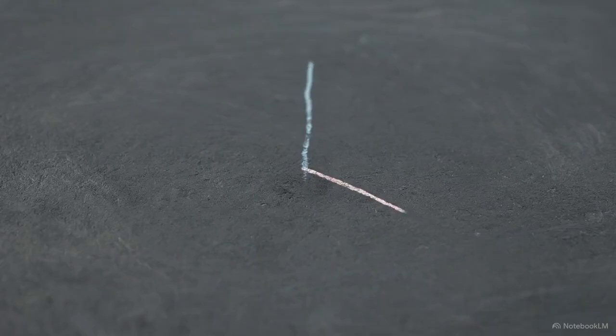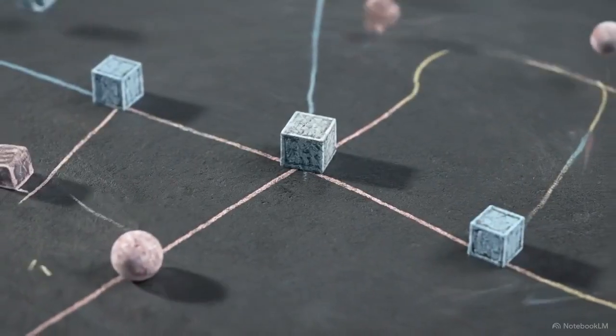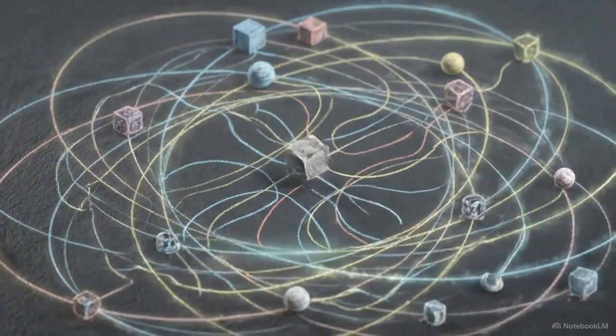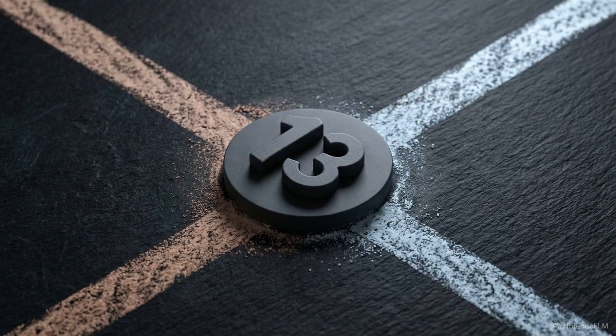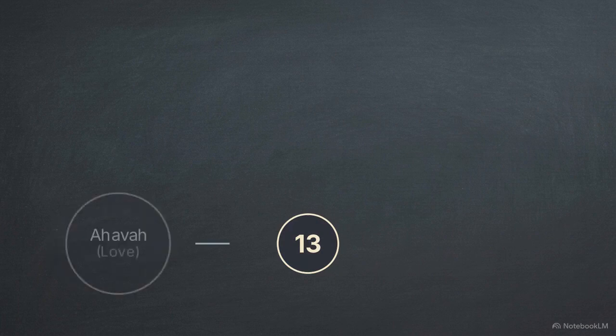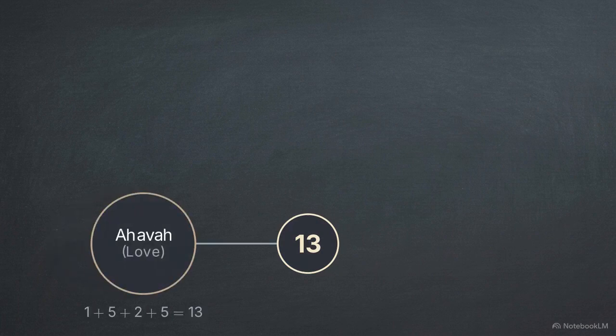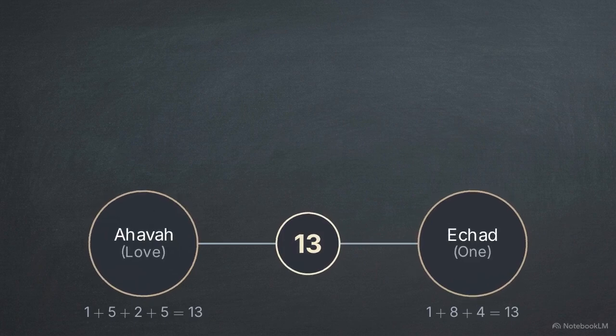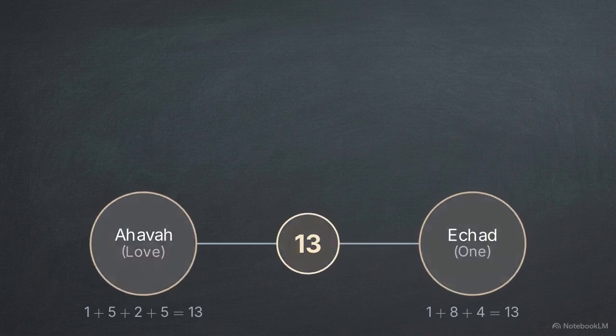When you apply these mathematical rules to the actual lexicon, the vocabulary forms a dense semantic web. We can see this structure clearly by tracing a specific numerical value, 13. In the Kabbalistic database, the Hebrew word ahavah, meaning love, calculates to exactly 13. The word echad, meaning 1, also calculates to exactly 13. Because they share this identical value, the system defines love and oneness as mathematically equivalent.